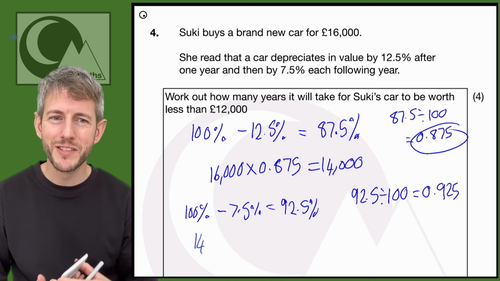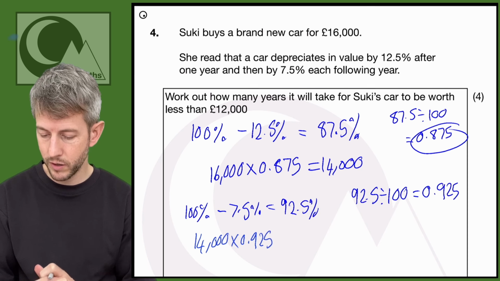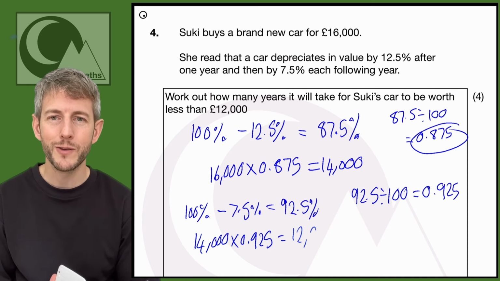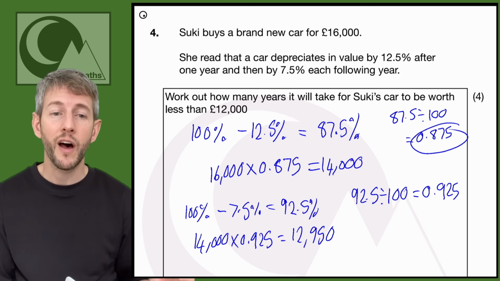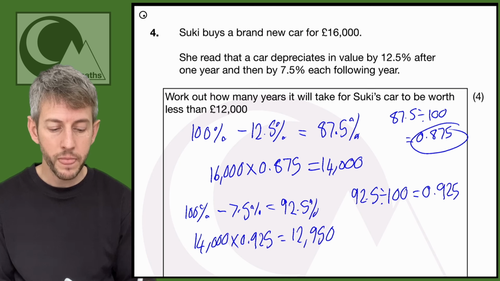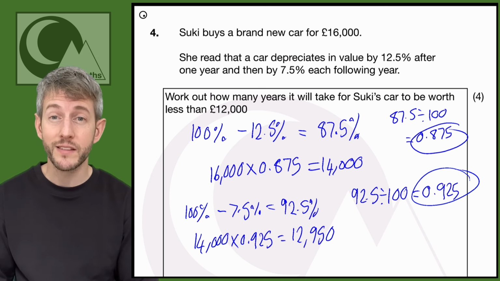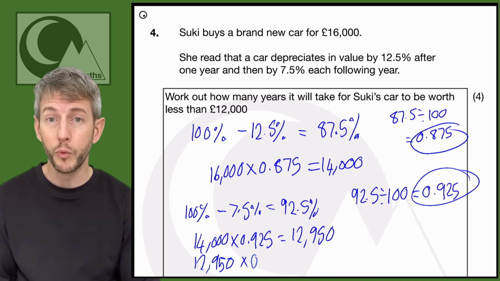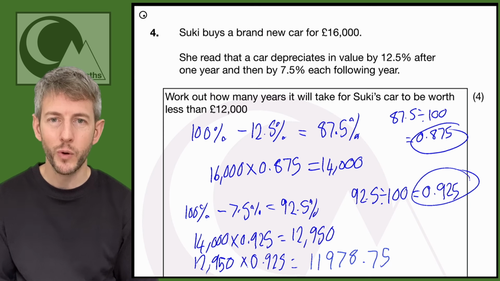So remember, I'm doing this on my calculator. 14,000 times 0.925, and that equals 12,950. Okay, now as that is not yet below 12,000, I need to do that again, but luckily we're still doing the same reduction, so I can just multiply this answer by 0.925, and that equals 11,978.75, and that value is less than £12,000.